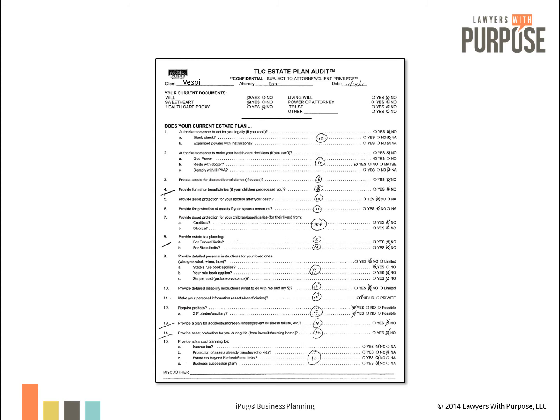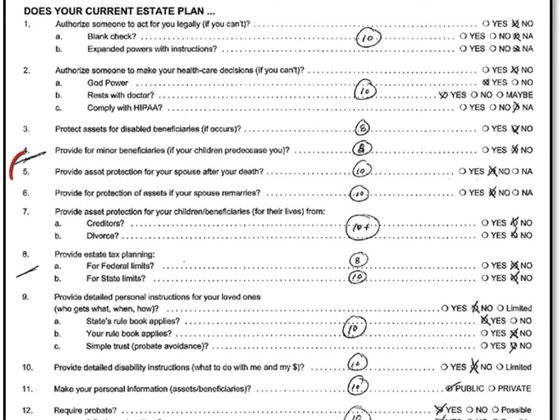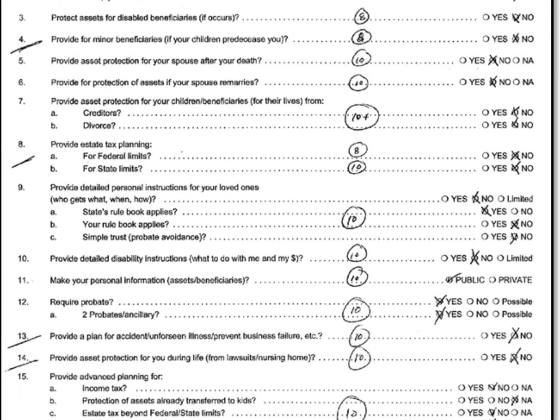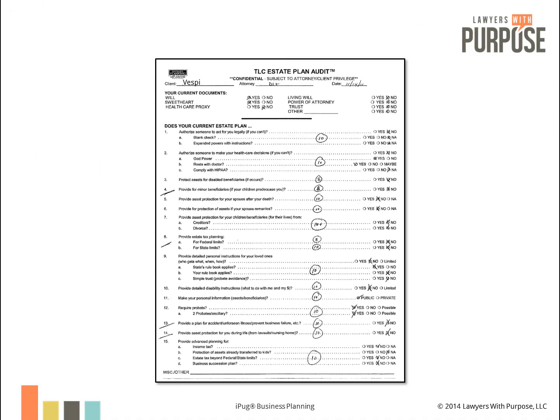In this fact pattern, we did the traditional estate plan audit, which is how we at LWP figure out what the client's goals are, what's important to them in their world. You can see here under number 5, provide asset protection for your spouse after your death. They have a 10. This is very important to them. Under 6, provide for protection of assets if your spouse remarries. That is a 10. Under 7, it says protect assets for children or beneficiaries for their lives. The client said this was a 10 plus. Number 14, provide asset protection during your lifetime. That's a 10. You can see asset protection for these clients is very, very important.